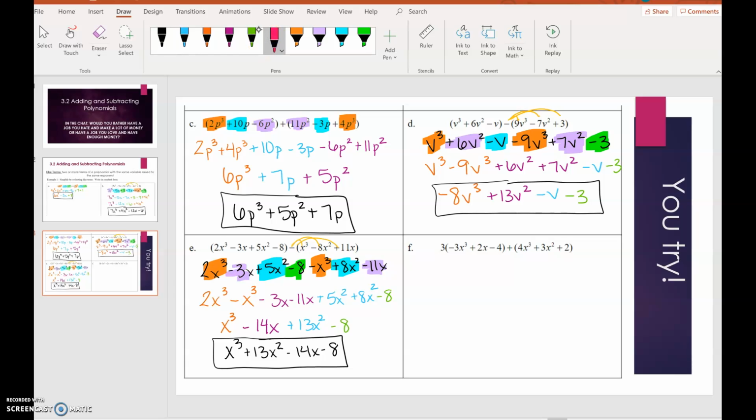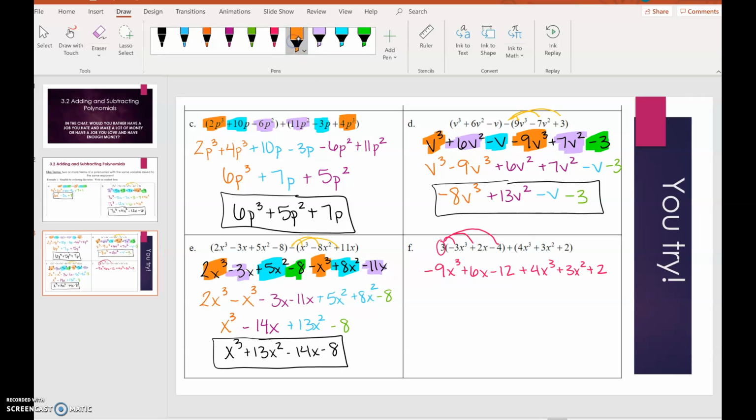So the last one, we do have a step that we need to do before combining like terms, and that is taking this 3 and distributing it. So I'm going to do that first. 3 times the negative 3 would be negative 9x cubed. 3 times the 2x would give me 6x. And then 3 times the negative 4 would give us negative 12. And then the rest you just bring back down: plus 4x cubed plus 3x squared plus 2.